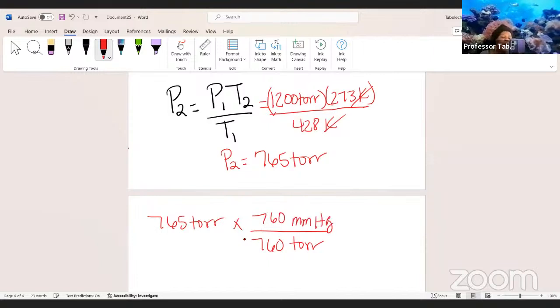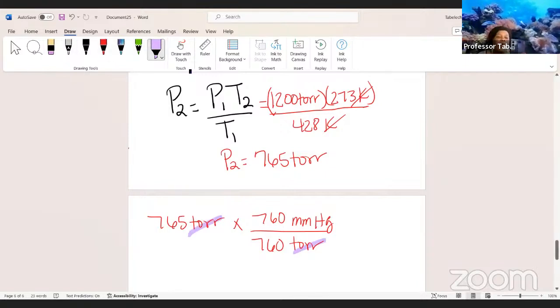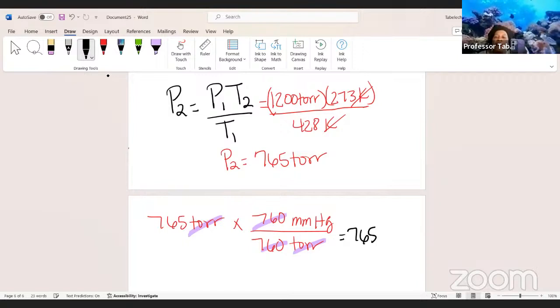And it just so happens, y'all, that these two cancel out, okay? Well, the torrs cancel out, yes, but also the numbers themselves because they're the same on the top and the bottom. So our answer becomes 765 millimeters of mercury. Okay, that's our answer right there. Any questions from anybody before we go to the next problem?